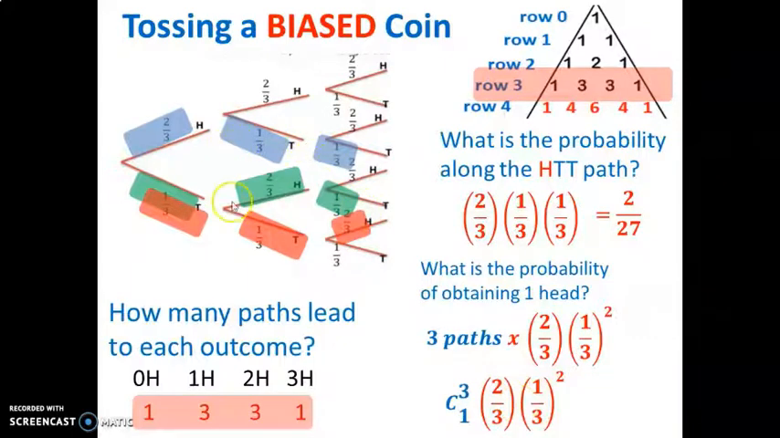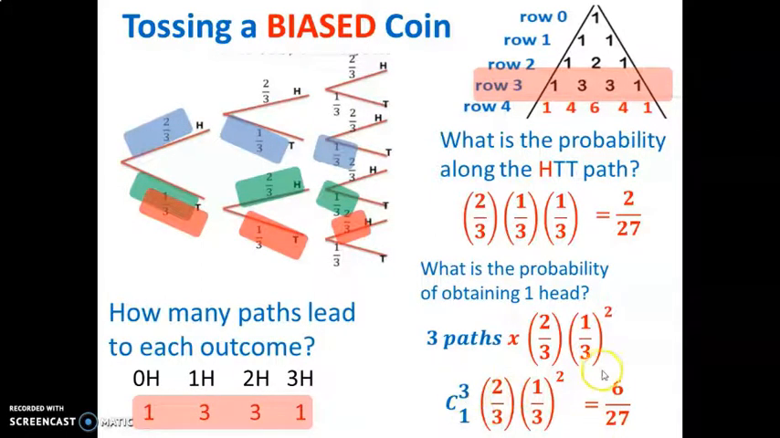Every one of the paths that leads to 1 head looks the same because all of them have 1 head, which is 2/3. All of them have a 2/3 in there, and all of them have two 1/3, which are the 2 tails. Doesn't matter what order we write these in, the paths all look identical. So we have 3 paths that look identical like this, and that's our full probability of obtaining 1 head.